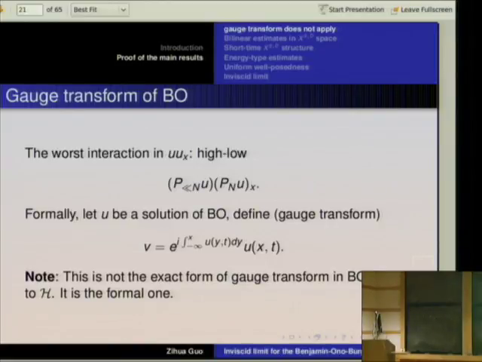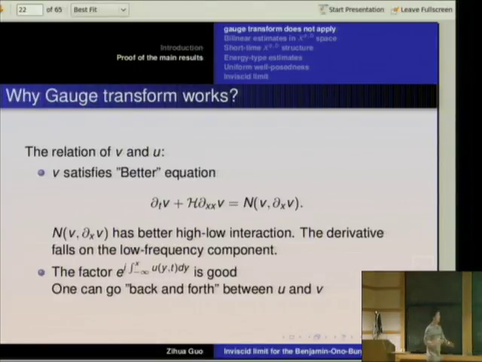And this factor is very easy. You see, it is of modulation one, right? So basically, you can go back and forth between U and V. I mean, you can capture the information. You don't lose much information.